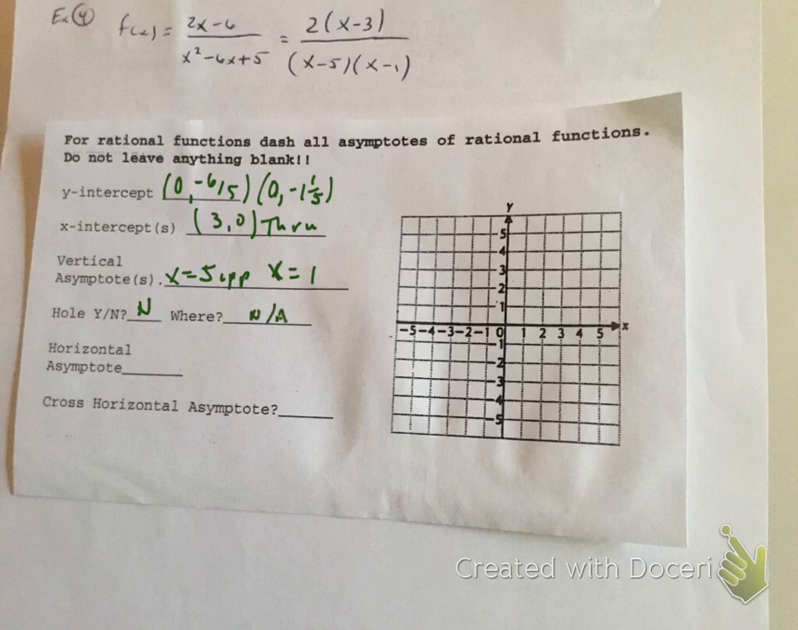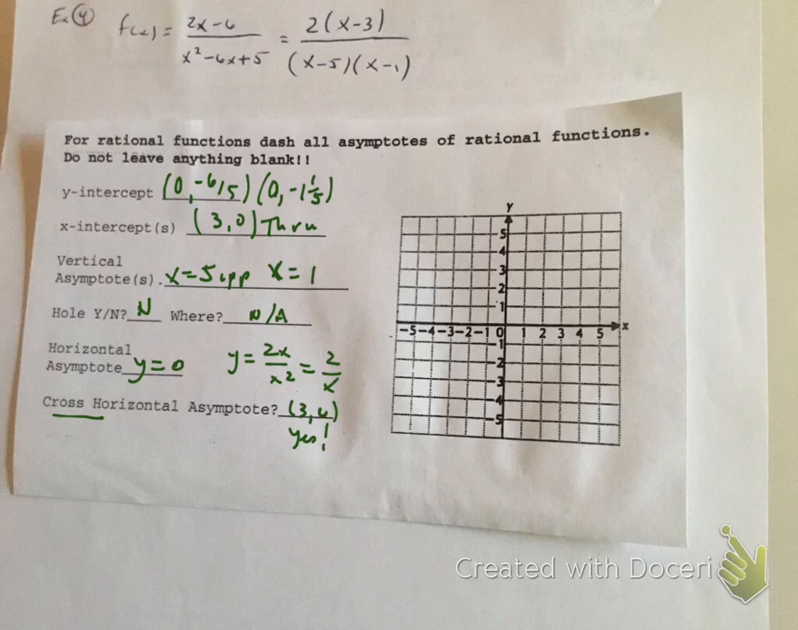As far as my horizontal asymptote, if I take the dominant terms, this reduces, leaves me with 2 over x. So as x gets bigger, y gets smaller. That means my horizontal asymptote is the x-axis, y equals 0. So does it cross? Yes, it's going to cross at the x-intercept at 3, 0.